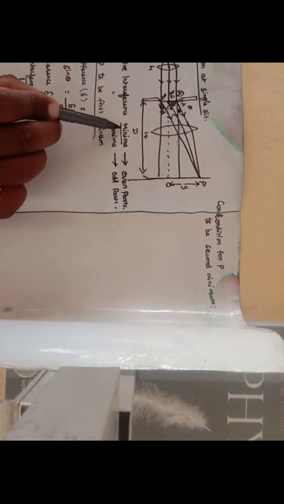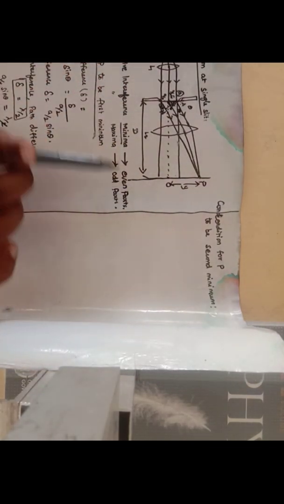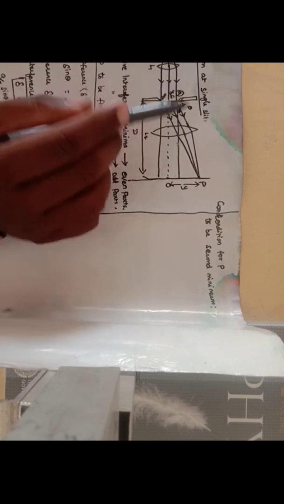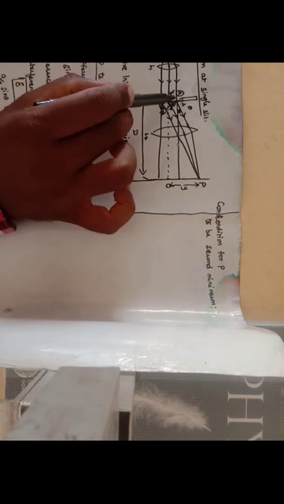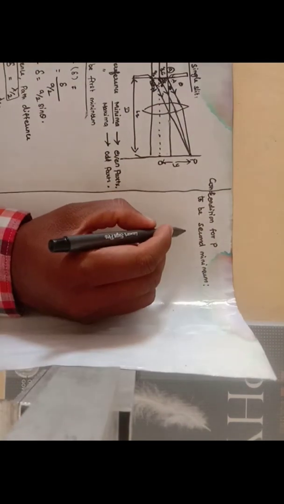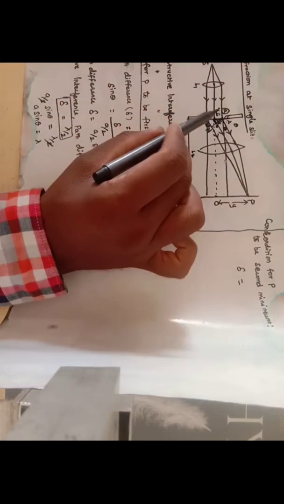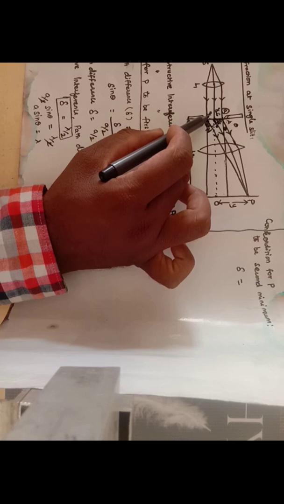Okay, for the second minimum, the minimum has even parts, so the slit AB is divided into 4. For the first minimum it is divided into 2, for the second minimum it is divided into 4. When it is divided into 4, we can write the path difference delta. When it is split into 2, we can write sin theta is equal to delta divided by a divided by 2, because a is split into 2 for the first minima.